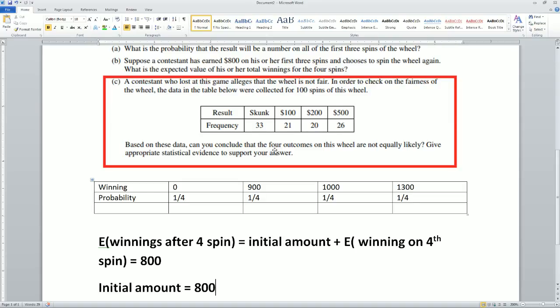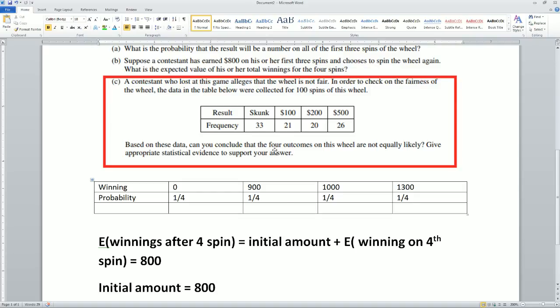The contestant who lost at this game alleges that the wheel is not fair. In order to check the fairness of the wheel, the data in the table below were collected for 100 spins of this wheel. Based on this data, can you conclude that the four outcomes on this wheel are not equally likely? Give appropriate statistical evidence to support your answer. Looking at this, there are two things I want you to pick out that will tell you how to answer this.